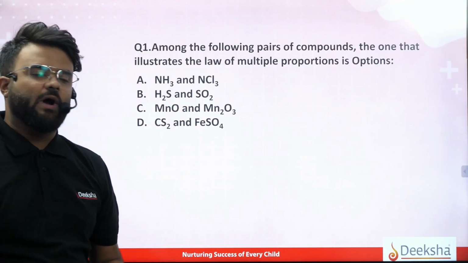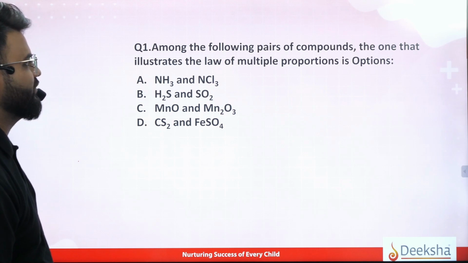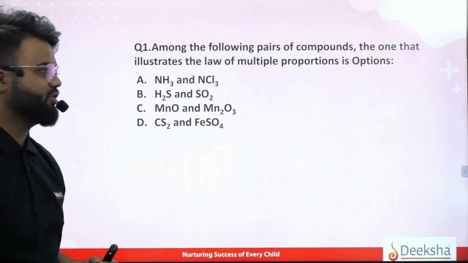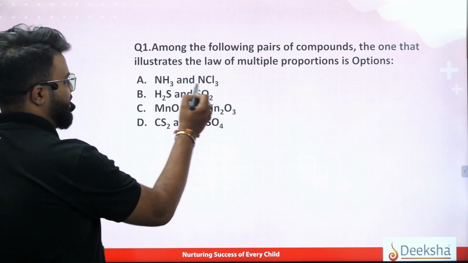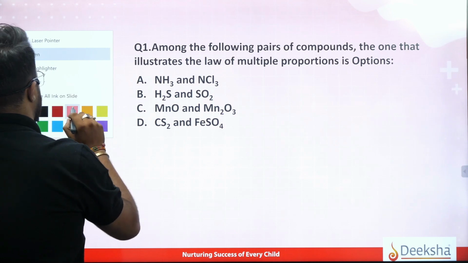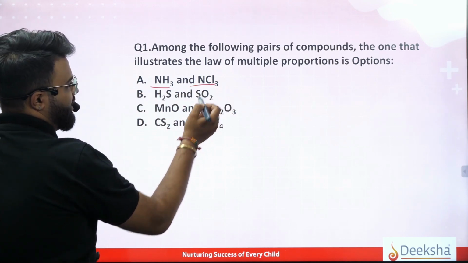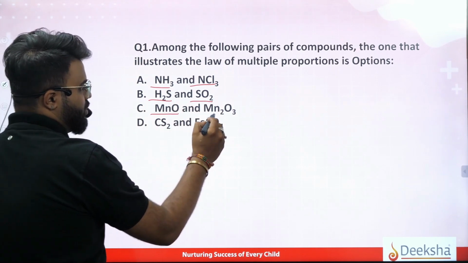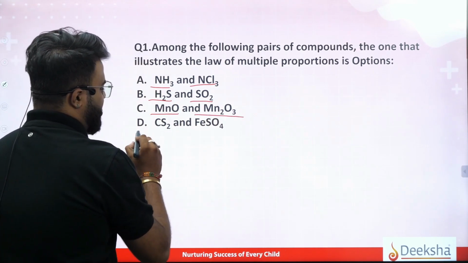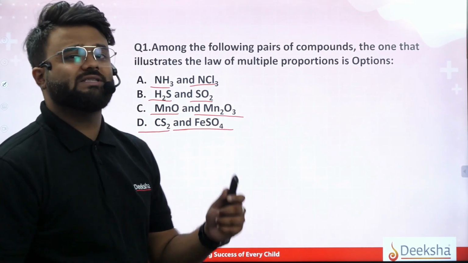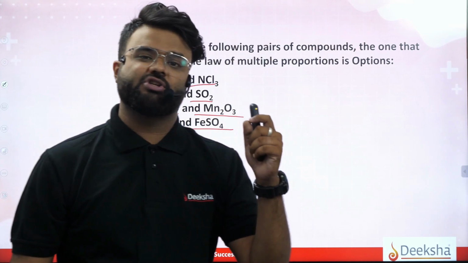Now, question number 1 is: among the following pairs of compounds, the one that illustrates the law of multiple proportion is ammonia and ammonium chloride, H2S and sulfide, manganese oxide and manganese trioxide, carbon sulfide and ferrous sulfate. What do you think? What does the law of multiple proportion state?